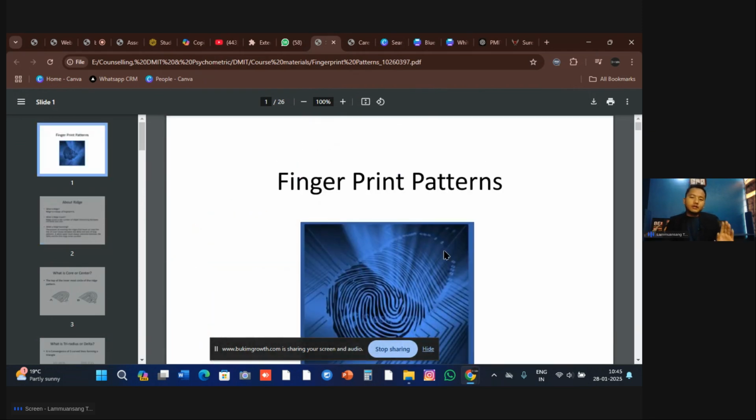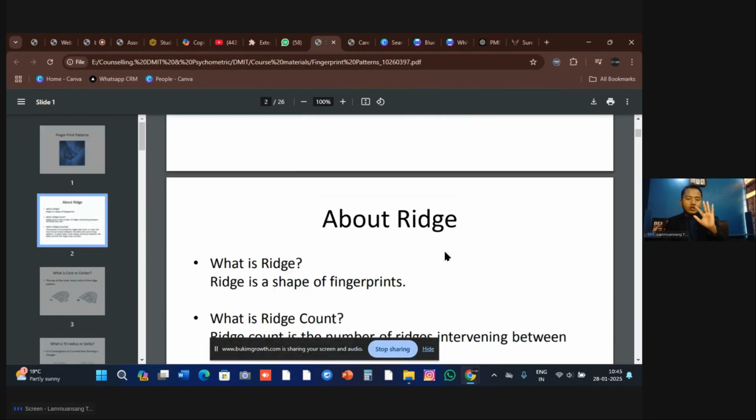These are the fingerprints, and they have four categories, four personalities. Fingerprints are divided into 20 different types. Let me repeat: those 20 different types are categorized into four: arc, loops, wall, and double wall. And each type of fingerprint represents one personality.